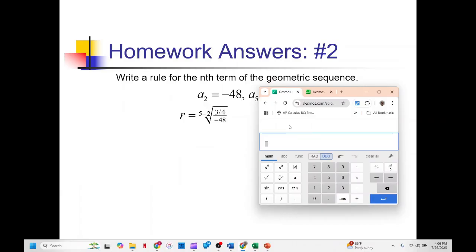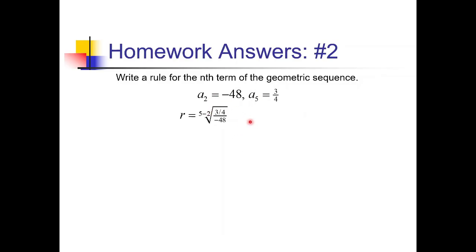So let me do a fraction, and then in the numerator I have 3/4. In the denominator, negative 48. And let me turn this into a fraction. Press that button. That is negative 1 over 64. Much better. So cube root of negative 1 over 64. And that is going to be negative 1/4, because negative 1/4 to the third gives me negative 1 over 64.